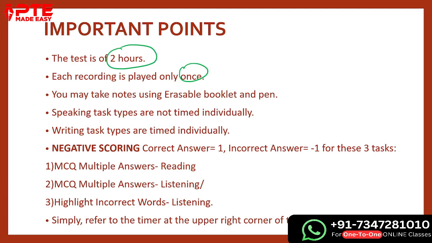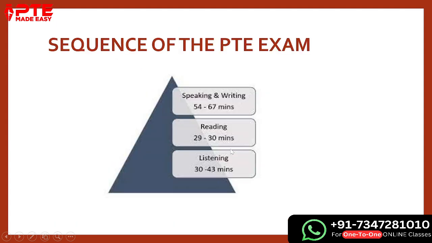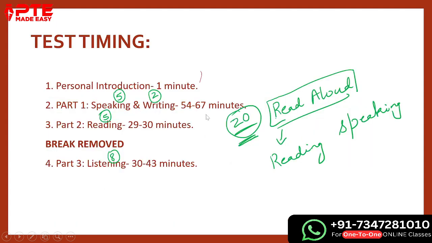Then we have writing task types, which are timed individually. We get 10 minutes for summarize written text and 20 minutes for writing an essay. So we get the time as per that. Now, the speaking and writing takes somewhere between 54 and 67 minutes. You do not know exactly how much time the speaking module is going to take, but tentatively it takes somewhere around 20 minutes, and the remaining time is for the writing part. In between 15 and 20 minutes, the speaking part is usually over.